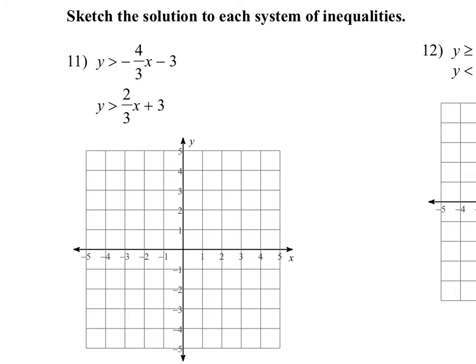So looking at our first equation, what's our y-intercept? Negative 3. So we're going to cross at negative 3. What's our slope? Negative 4 over 3. So this means we go down 4 and to the right 3. Or we could go up 4 and to the left 3. So we go up 1, 2, 3, 4, and to the left 3. So our second point is right there. Do we connect these two dots with a solid line or dotted line? Dotted. Awesome. A dotted line.